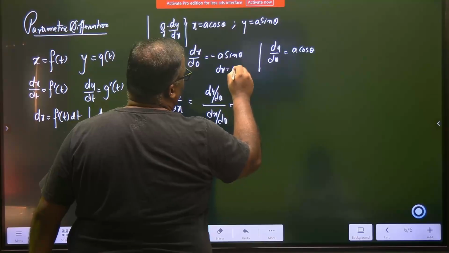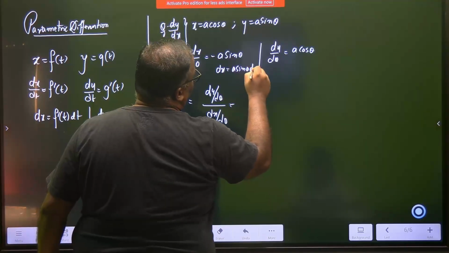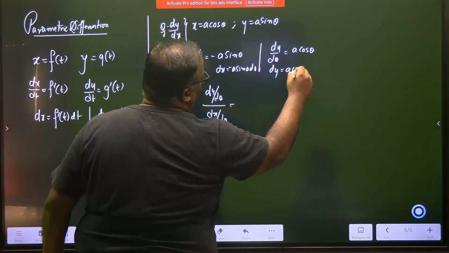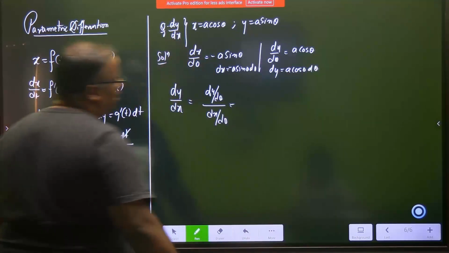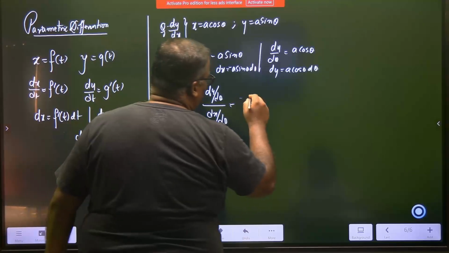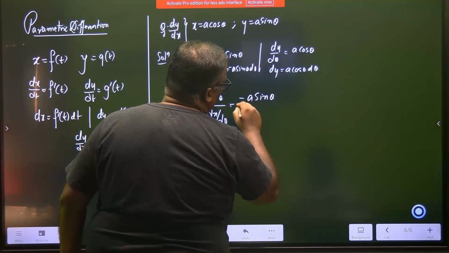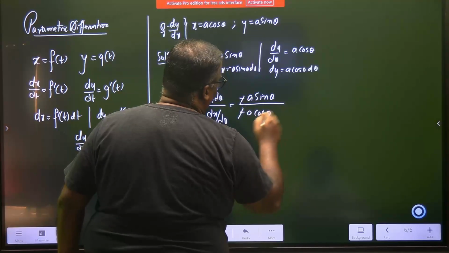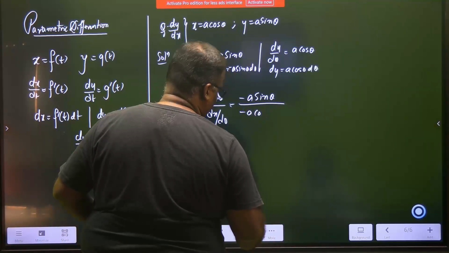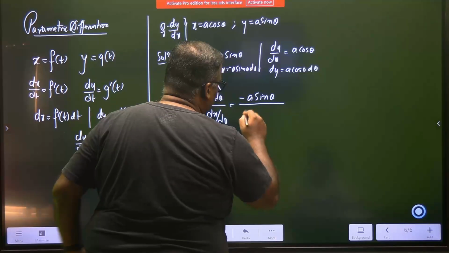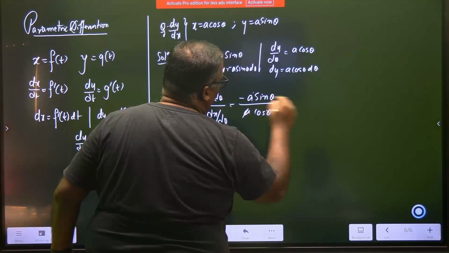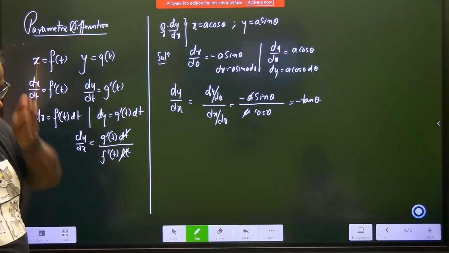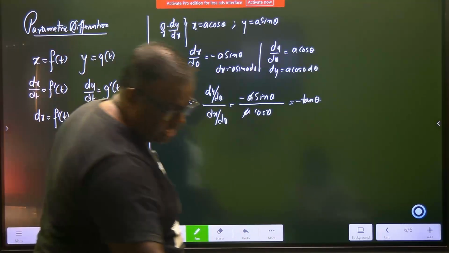dx is equal to a sin theta d theta. dy is equal to negative a cos theta d theta. Okay? So put it: negative a sin theta divided by negative a cos theta. Both gone. Sorry, not negative, a cos theta. Both gone. Your answer is negative of tan theta. Done. That's so easy. Negative of tan theta.